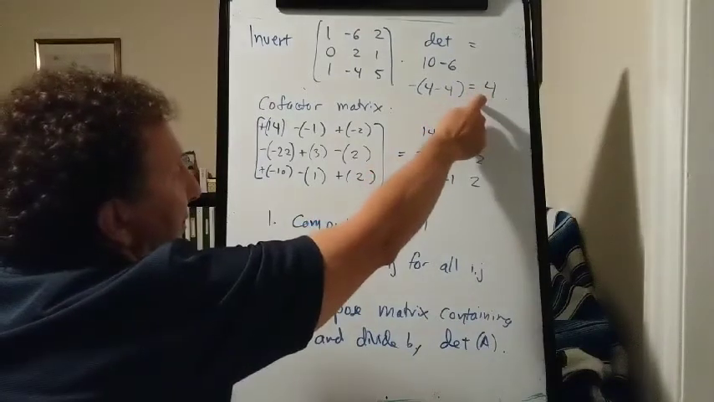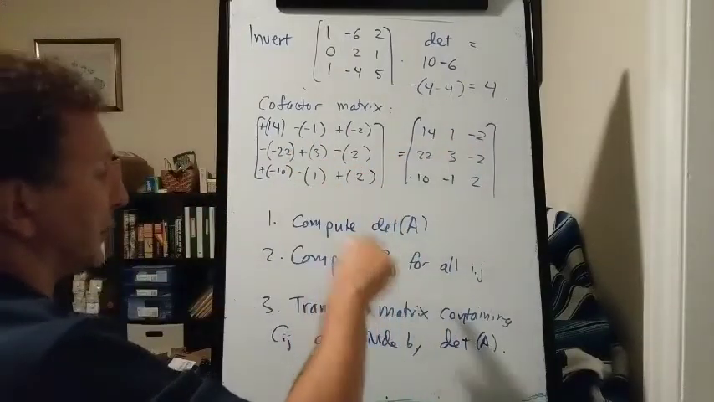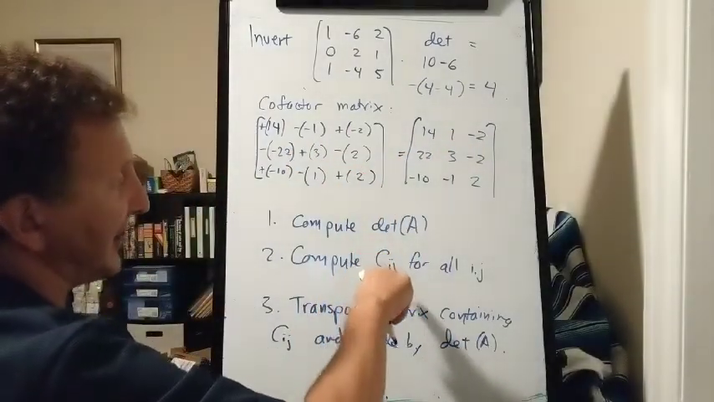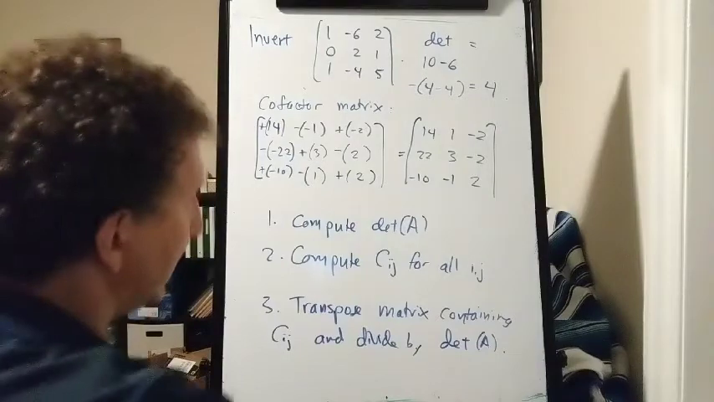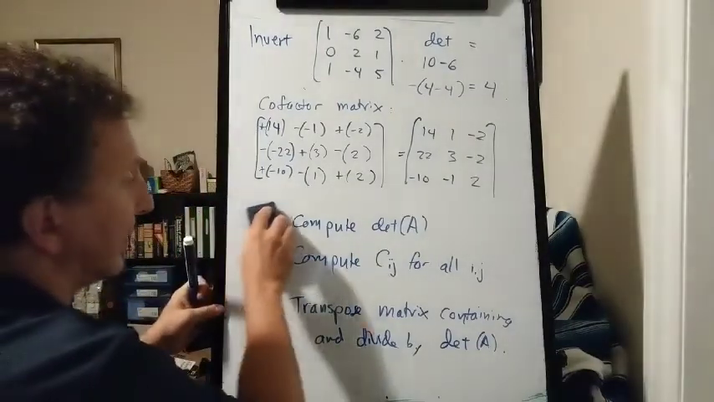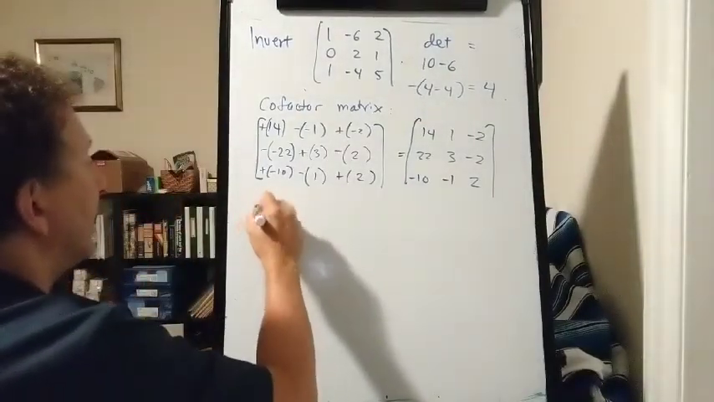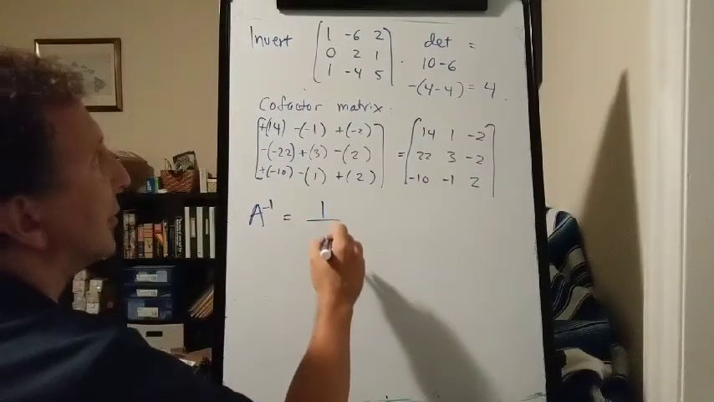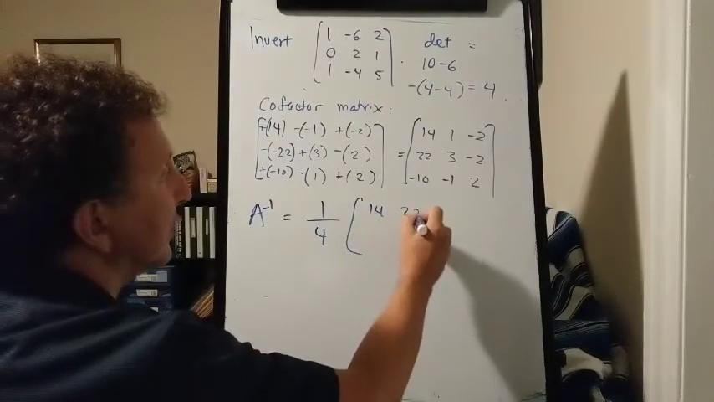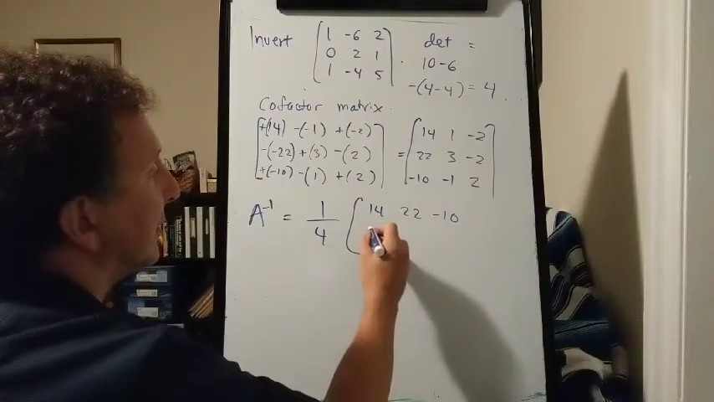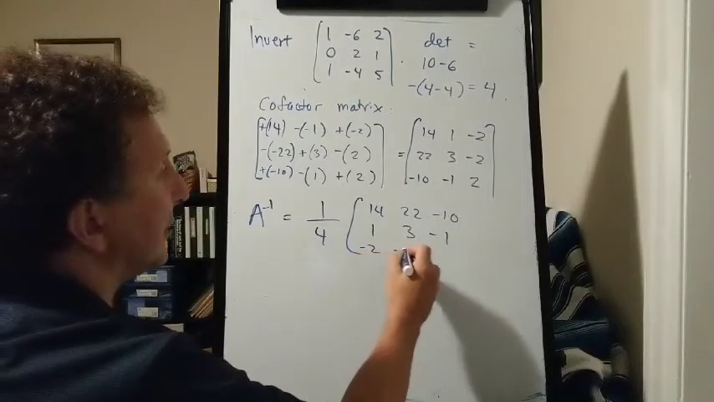So we've got the determinant, so we're going to have 1/4 times this matrix, but transposed, because we want the ij entry to have the ji cofactor rather than the ij cofactor. So inverse is 1/4 times this matrix transposed. 14, 22, negative 10, 1, 3, negative 1, negative 2, negative 2, 2.